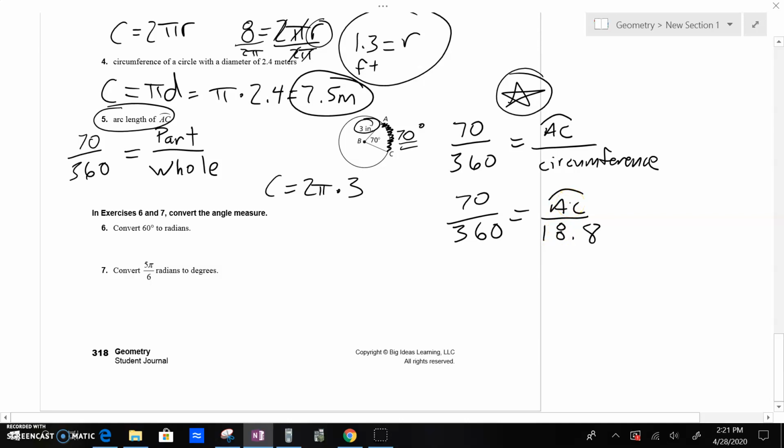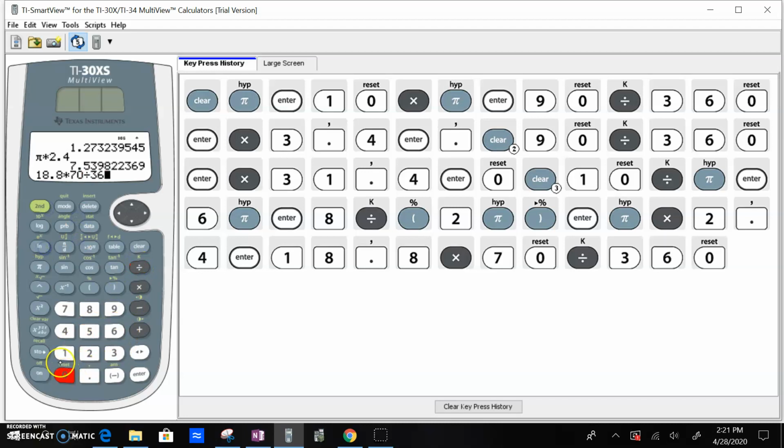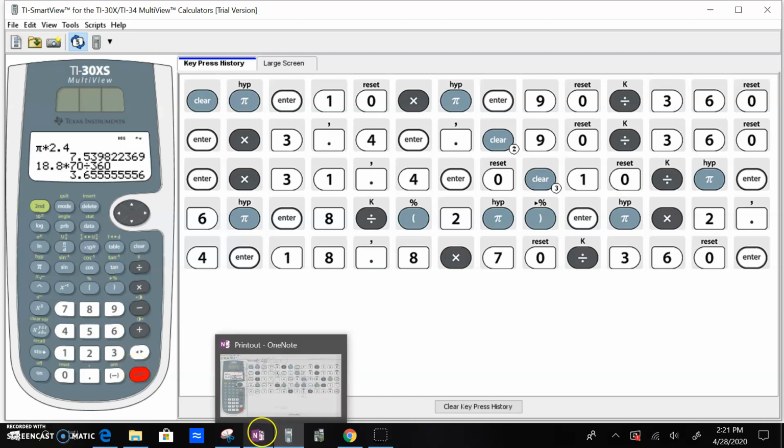We said, okay, let's find out what the arc measure is. And the only thing we had left to do, and where we got cut off with the time limit on the last video, is just to multiply both sides by 18.8. And that is going to give us our measurement for our side AC. So we'll do 18.8 times 70 divided by 360. We're just going to punch that into our calculator. And we hit enter. And it's going to give us 3.65, so we'll call it 3.7.